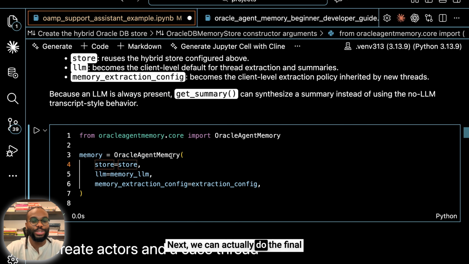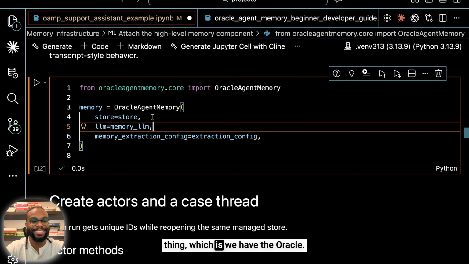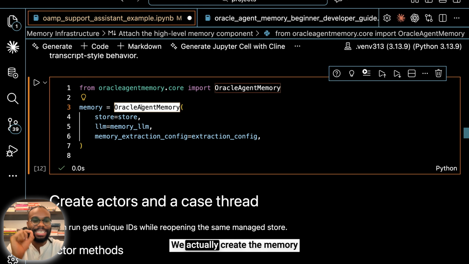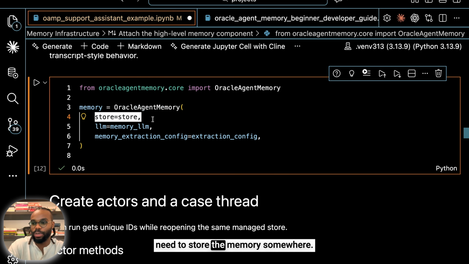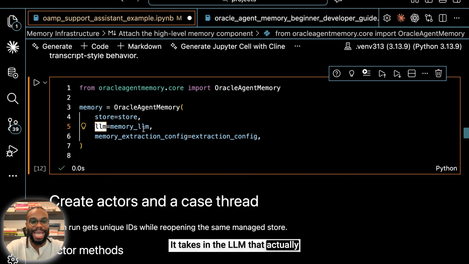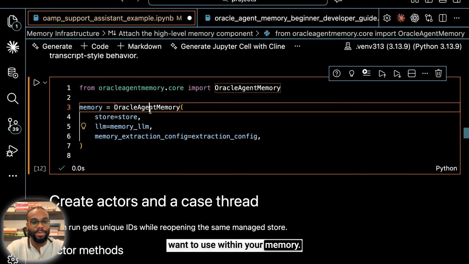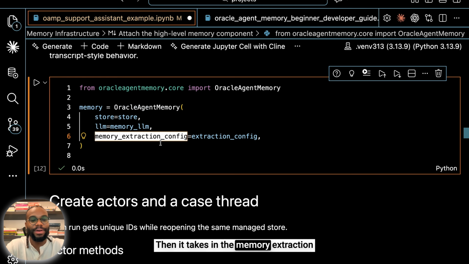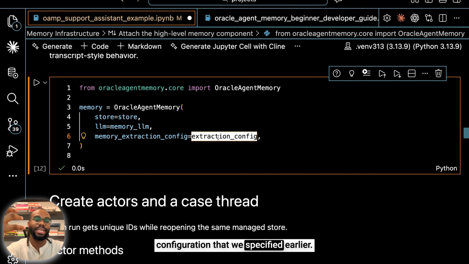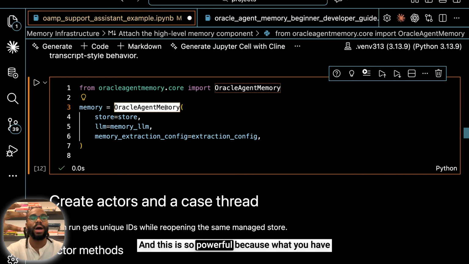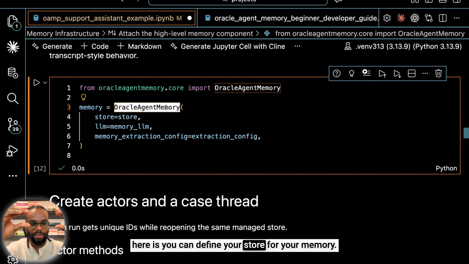Next, we can do the final thing, which is we actually create the memory itself, the actual agent memory. We have the Oracle agent memory class that we can create. It takes in the store, because you need to store the memory somewhere. It takes in the LLM that does the extraction, right? That you want to use within your memory. Then it takes in the memory extraction configuration that we specified earlier. And this is so powerful because what you have here is you can define your store for your memory.